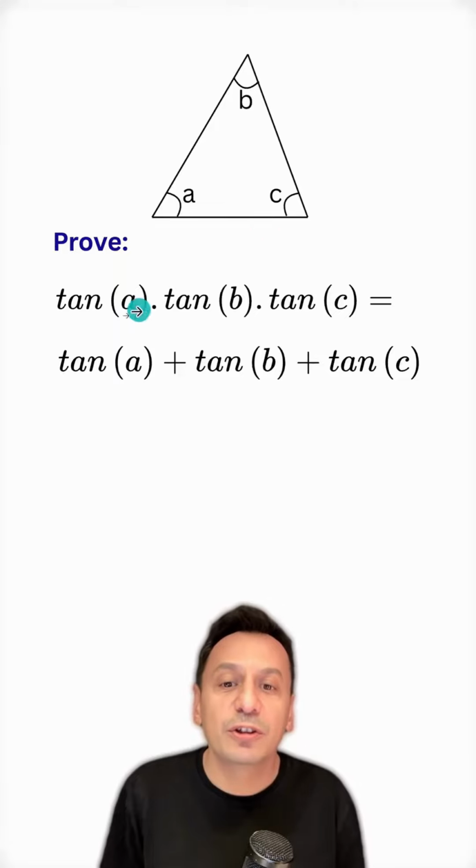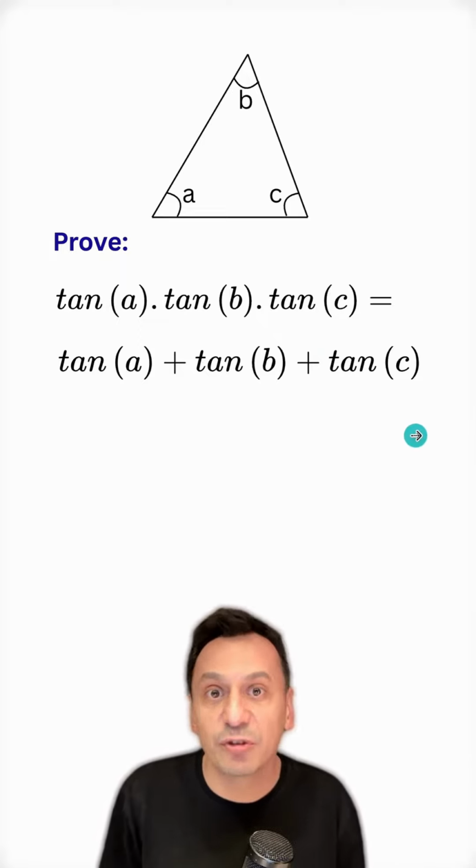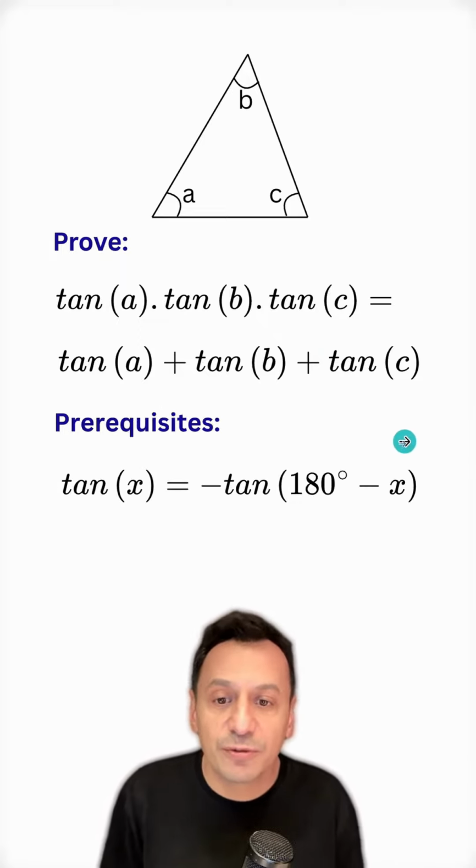The product of the tangents of the interior angles of a triangle is equal to the sum of their tangents. We are asked to prove this. To do this, we need some preliminary information. Let's look at that first.